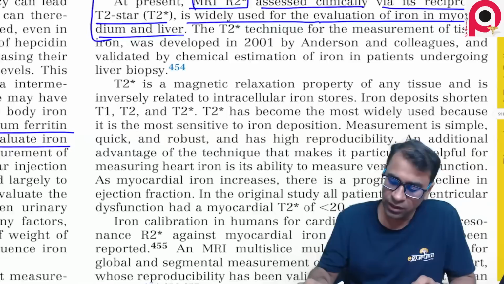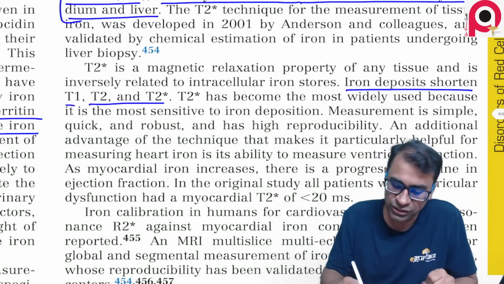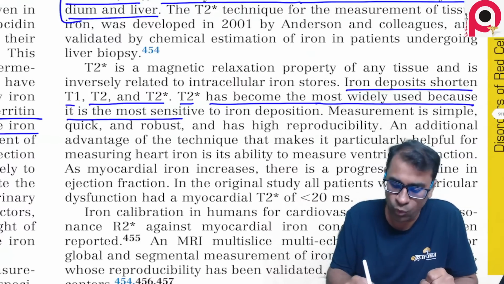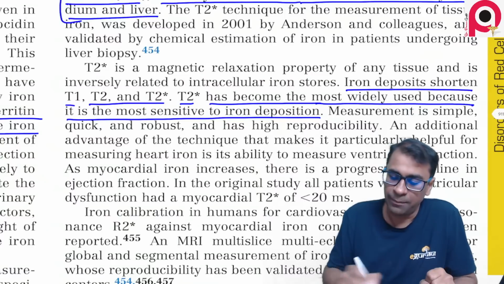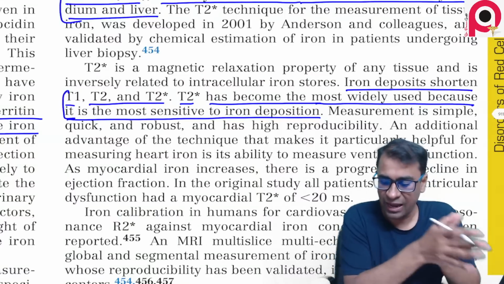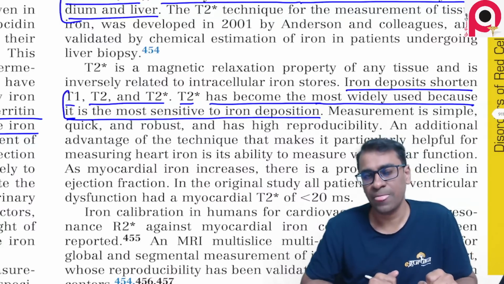Now remember, iron deposits shorten the T1, T2 and T2 star. The T2 star has become more widely used because it is more sensitive to iron deposition, but this is used only and only if the iron is in the liver and the myocardium. Elsewhere, we do not mostly use this in other cases.